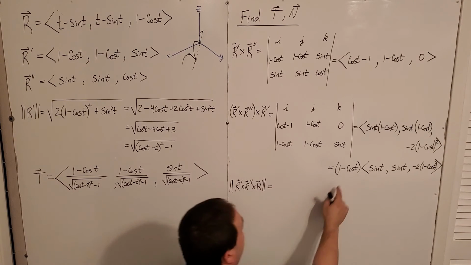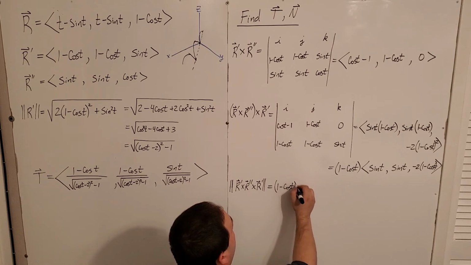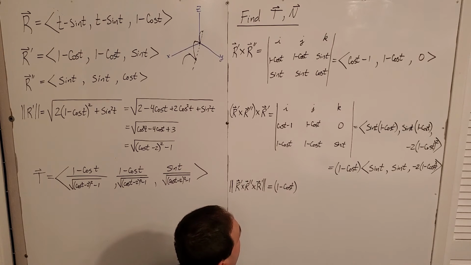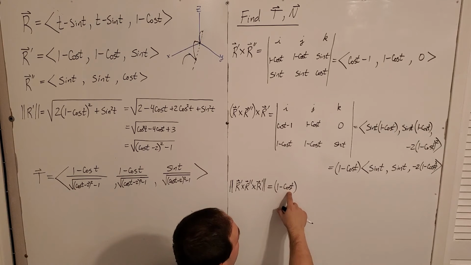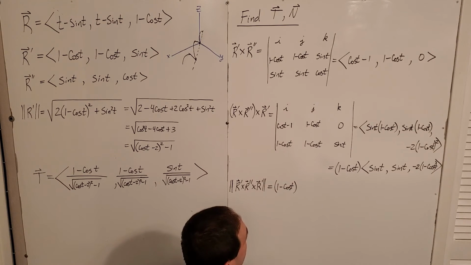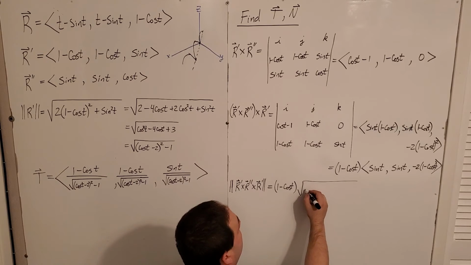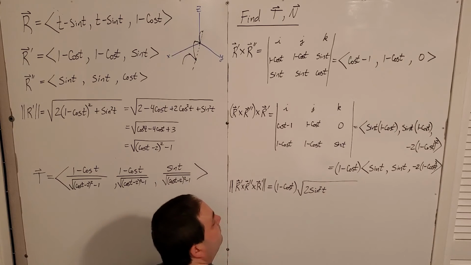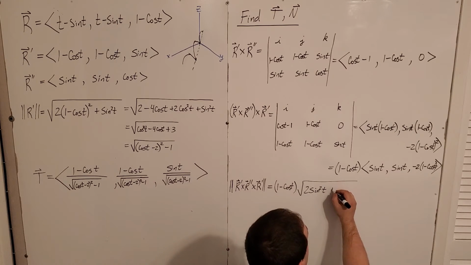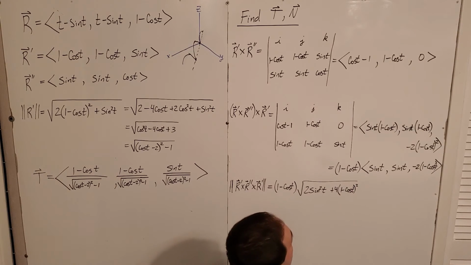is equal to the absolute value of that, right? But 1 minus cosine t is always positive, right? Because cosine t never gets bigger than 1. So this is always positive right here. So the absolute value of that is just itself. And then the magnitude of that, square root of sine squared and sine squared, so I have 2 sine squared, plus 4 times 1 minus cosine all squared. Okay?